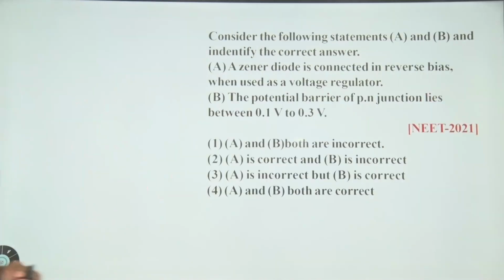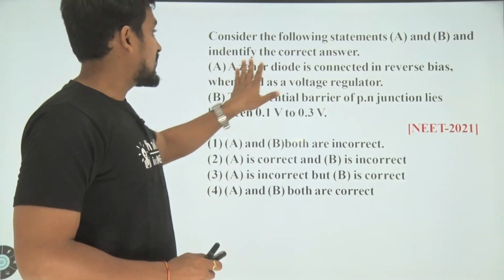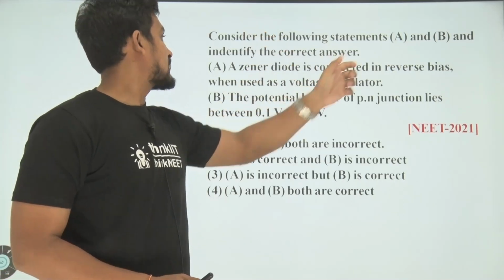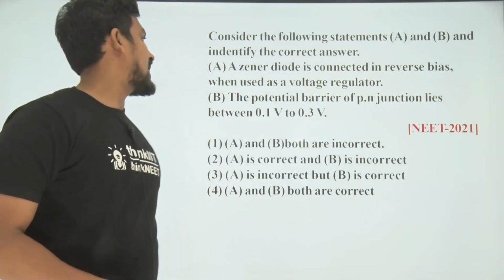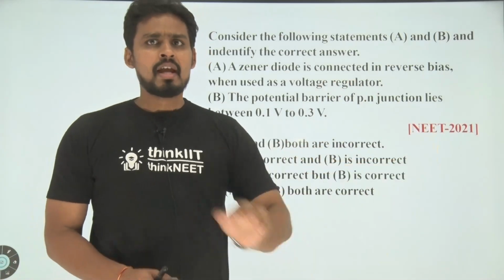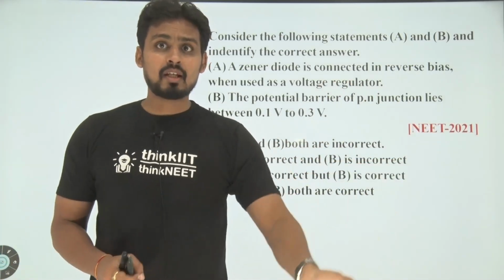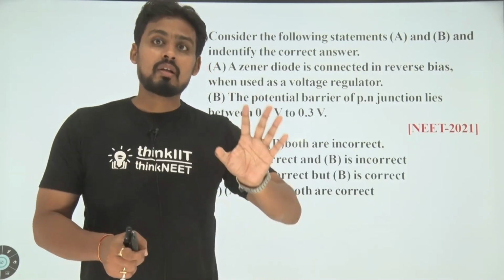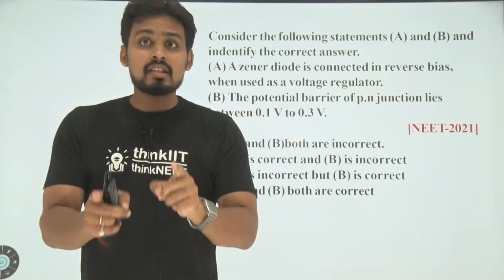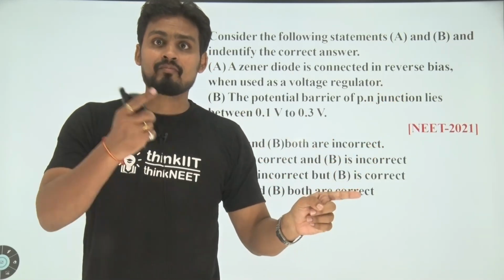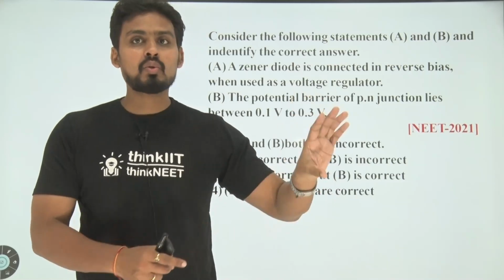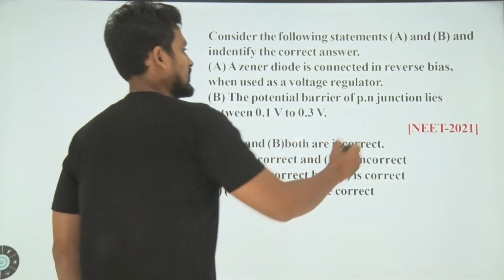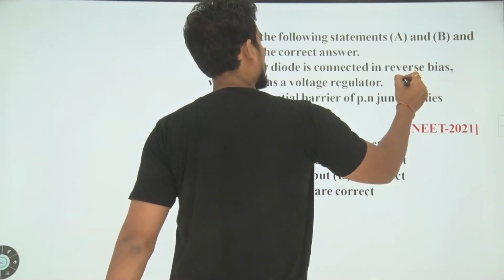Thank you. Okay, so the question says that consider the following statements A and B and identify the correct answer. A: A Zener diode is connected in reverse bias when used as a voltage regulator. Now remember, Zener diode has a maximum voltage. If the maximum voltage is reached, it will not allow the voltage to increase across it. Hence, Zener diode is always connected in reverse bias whenever we want to regulate a voltage across a particular device of our circuit, right? So this is true.